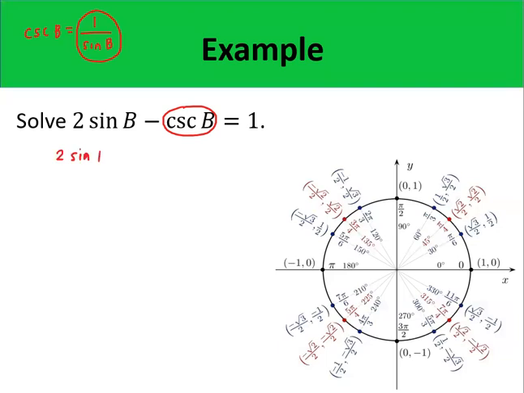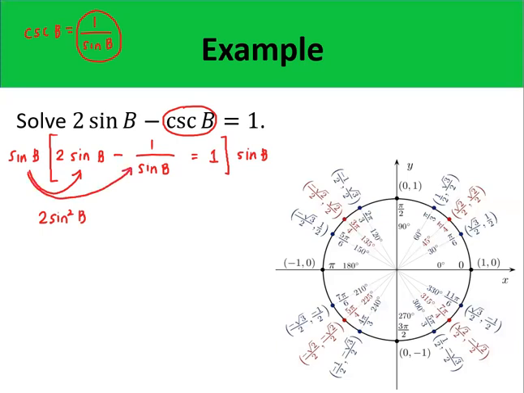So this means that we can replace cosecant of b by 1 over sine of b. So this gives us 2 sine of b minus 1 over sine of b is equal to 1. Now, since there is a fraction in the equation, we can get rid of this fraction by multiplying both sides by the least common denominator, which is sine of b. So in the left side, we multiply sine b by 2 sine of b, and that gives us 2 sine squared of b. And then we also multiply sine b to the negative 1 over sine b, and that gives us minus 1. And then at the right side, we multiply sine b by 1, and that gives us sine of b. Now the fraction is removed.